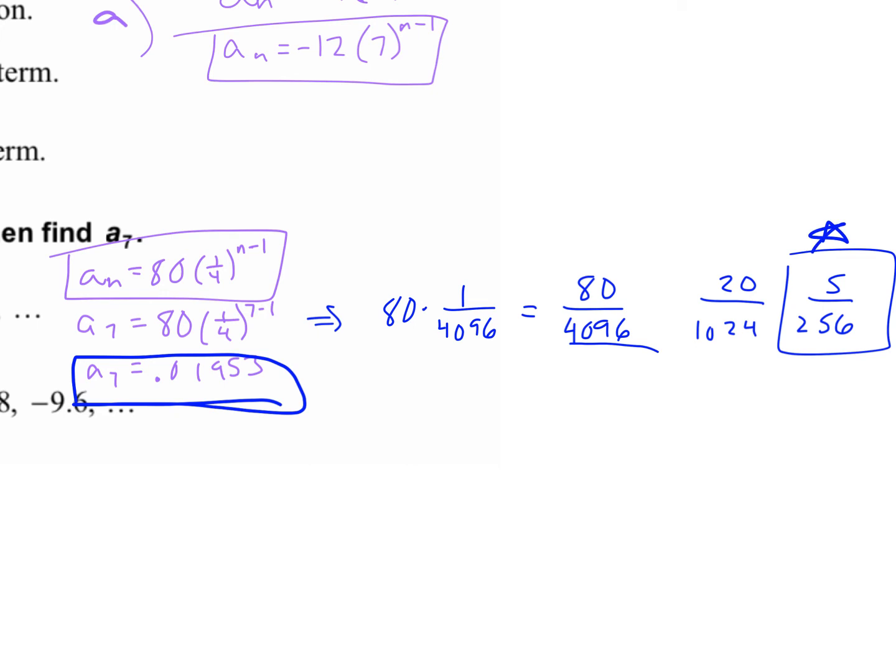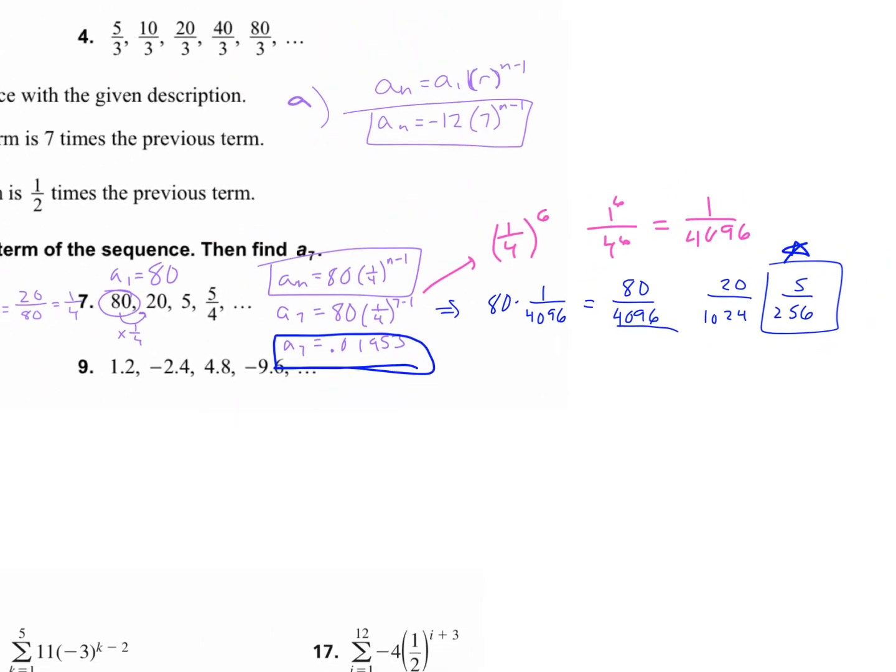And you would do that by putting 1 to the power of 6 and then 4 to the power of 6? So yeah, 1/4 to the power of 6 is like saying 1 to the power of 6 over 4 to the power of 6. And then we just multiply it by 80. Good questions. Any other questions on that one?